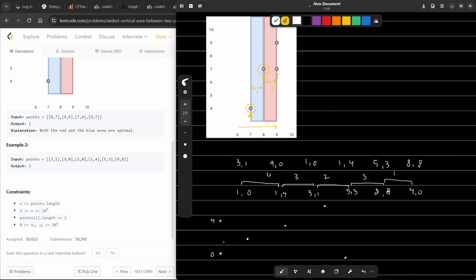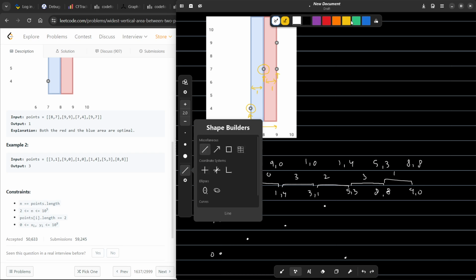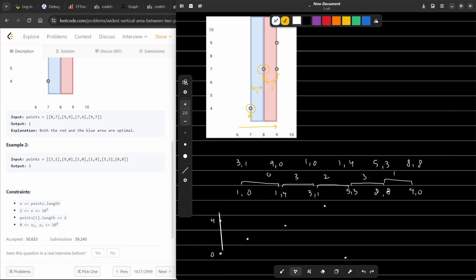So you see the distance between this, I'm just going to draw some lines. So you see this is one vertical column, this is another vertical line, and this is the third one, and this is the fourth one, and this is the, let's say, fifth one, right? So you see this is one vertical column, this is another vertical column, this is third one, fourth one, right? So I'm just mentioning their widths.